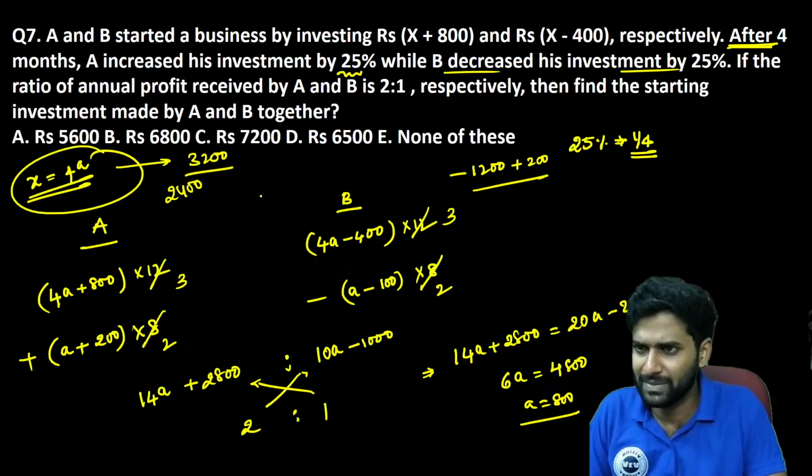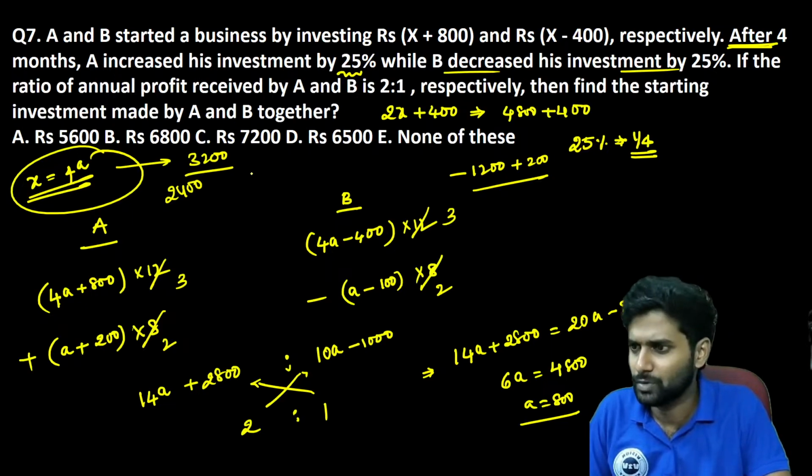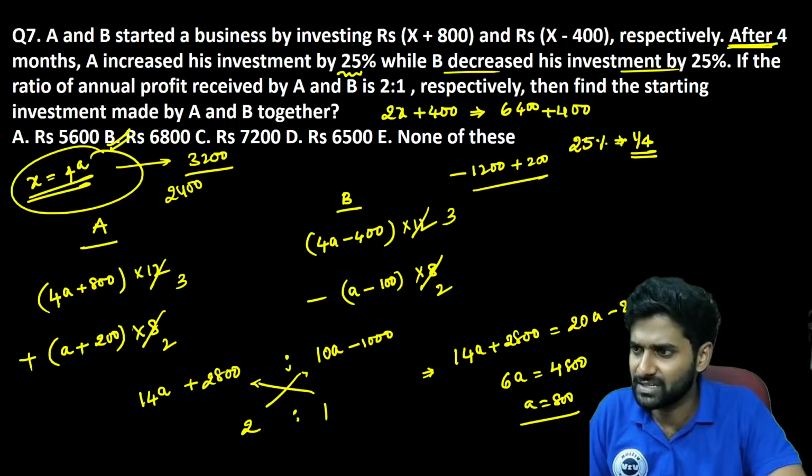Now the question: what is A plus B together? x plus x is 2x, plus 400. So the final value becomes 4800 plus 400. Hope it's clear. Sorry, 3200, right? So here 3200 means 6400 plus 400 is 6800. Hope it's clear.